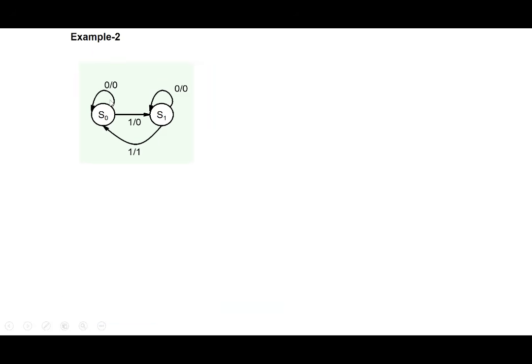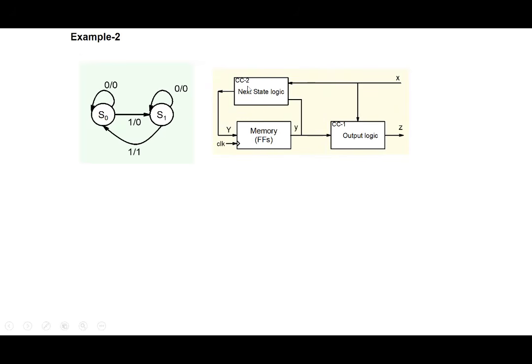All right, let's look at another example, basically the same example. So we need to convert it here. How many flip-flops do we need? 1. Which flip-flop do we choose? So let's say we use a JK flip-flop.